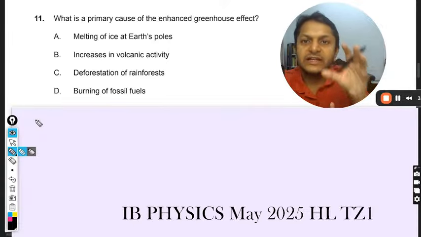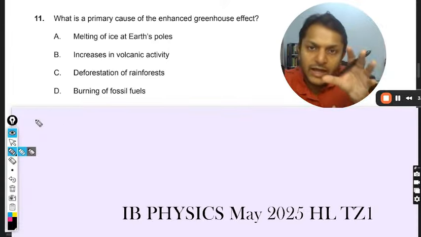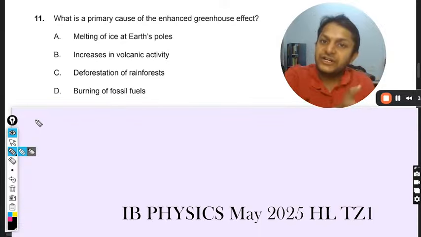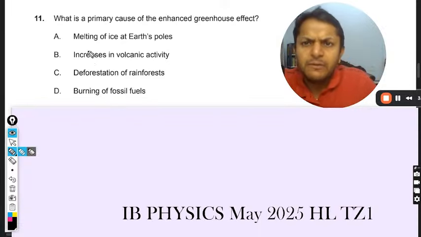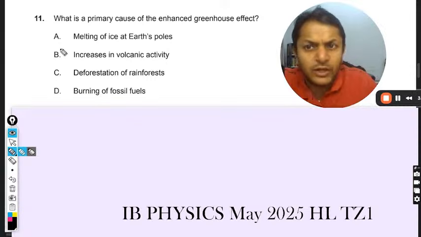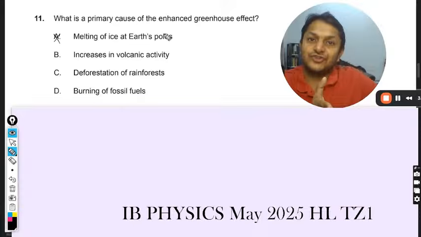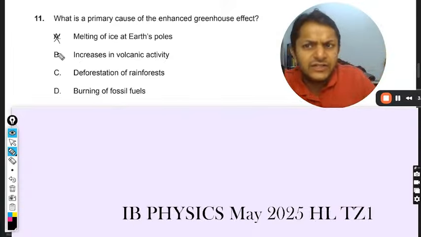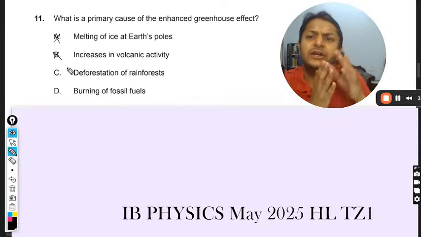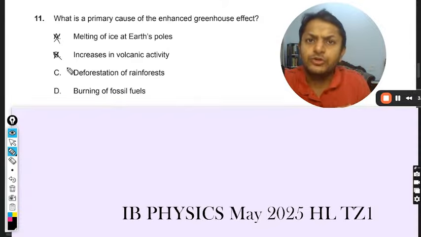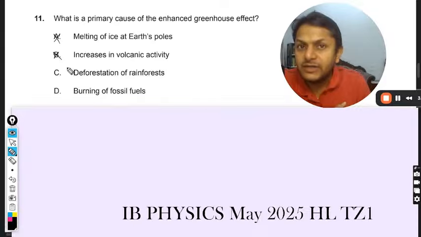So we are basically addressing the enhanced greenhouse effect. Now, what is the reason for it? Melting of ice at the Earth's poles. This is not the cause. This is actually the manifestation of the enhanced greenhouse effect. Now, increases in volcanic activity, there is no major increase in volcanic activity reported ever. So we cannot say that B is correct. So B is also wrong.